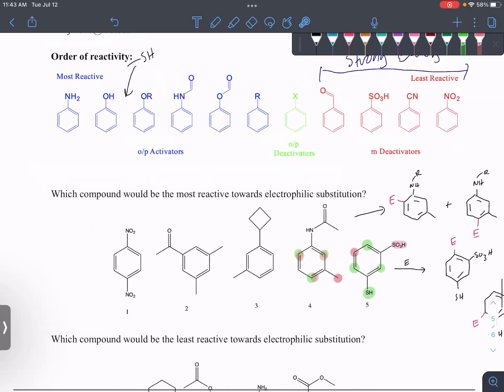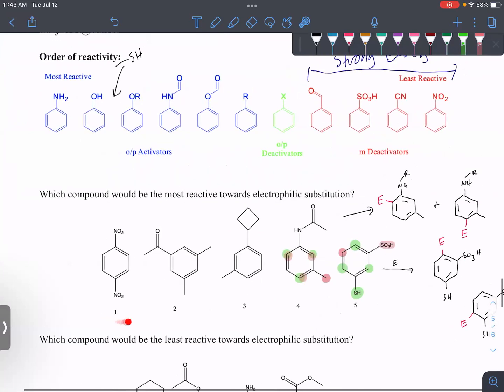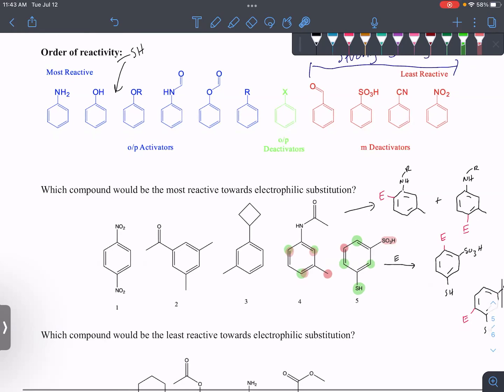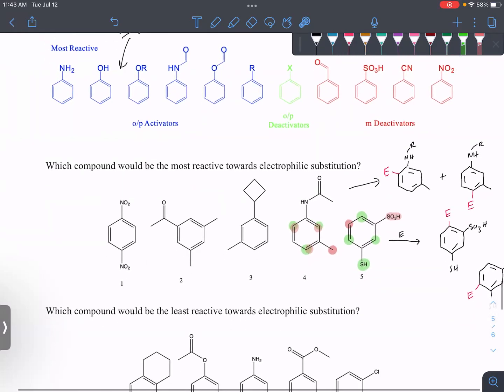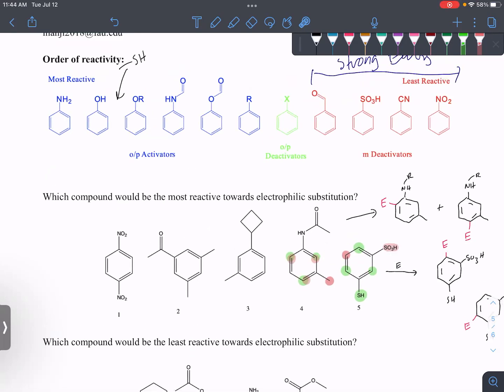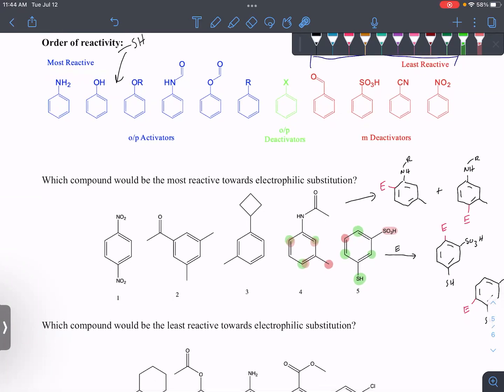Okay, so what about this question? Out of these 5 benzenes, which one would be the most reactive towards an EAS? It would be 4, because 4 has no EWGs, so it has no deactivators. It has only activators, and it also has the N. The N is a resonance activator, which means it's pretty strong, and the methyl is an induction activator, so it's weaker.